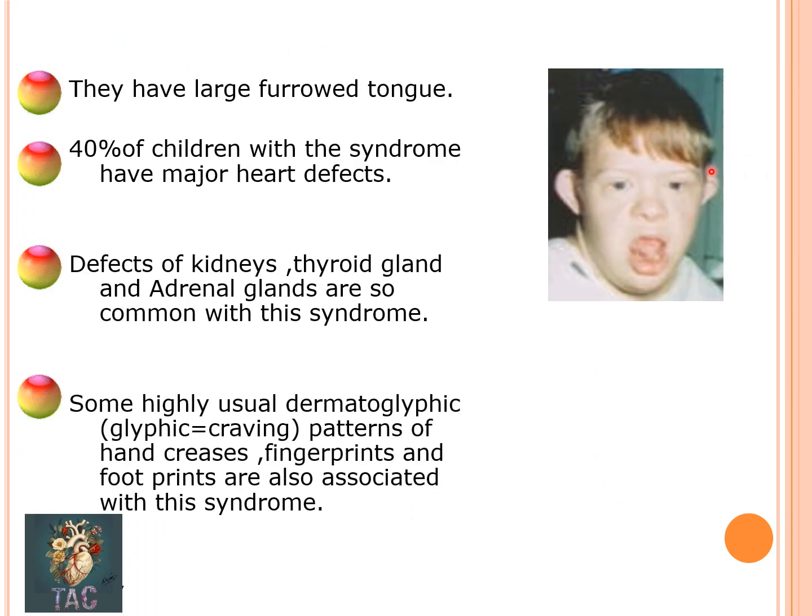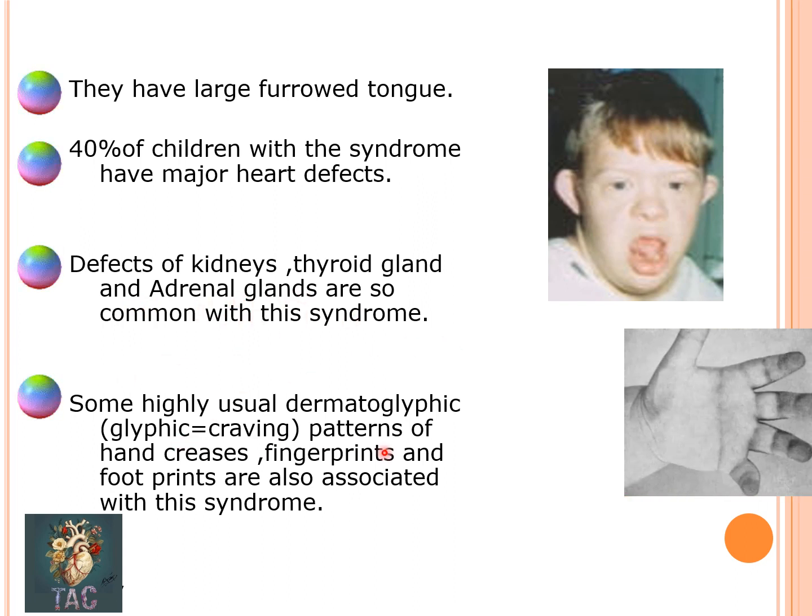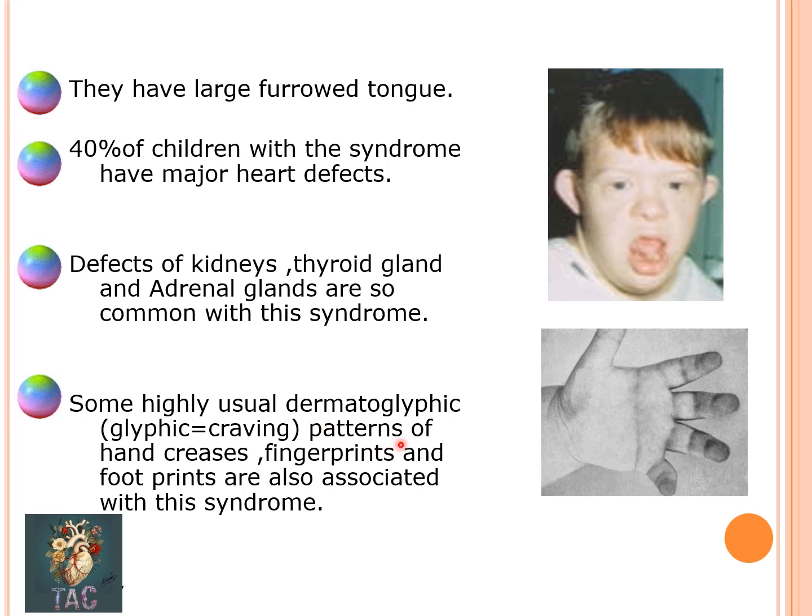These children may have a furrowed tongue. 40% of children have heart defects. Defects of the kidney, thyroid, and adrenal are common with the disease. They usually have a characteristic pattern of hand creases. You can see the different pattern of hand creases, that is, simian creases present. Fingerprints and footprints are also associated with Down syndrome.